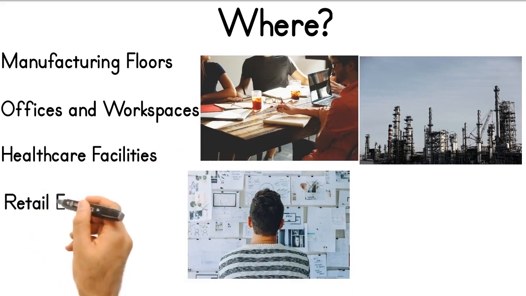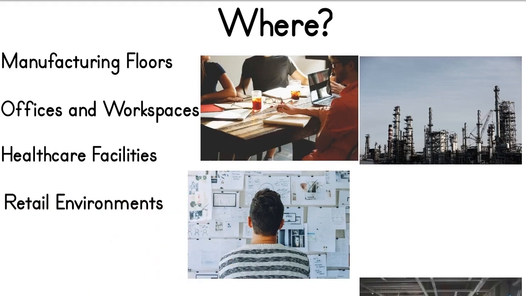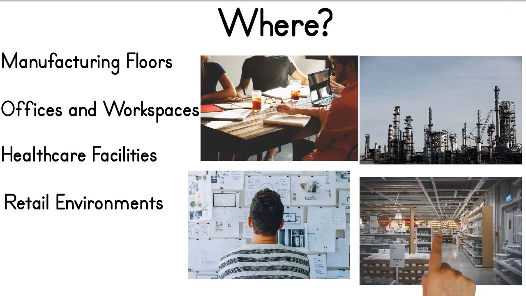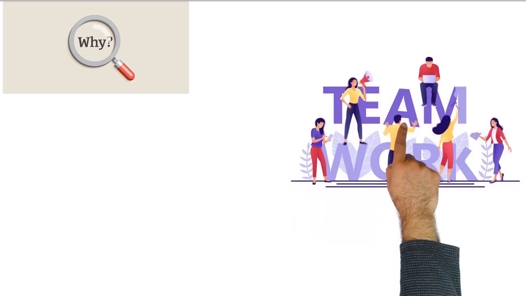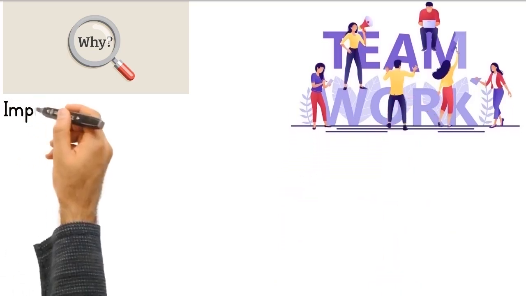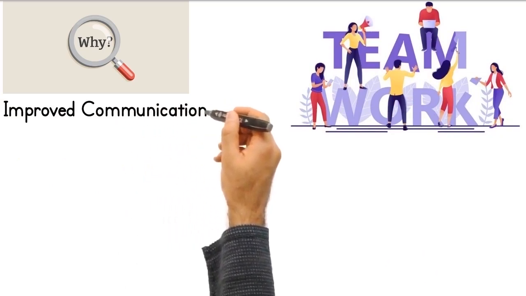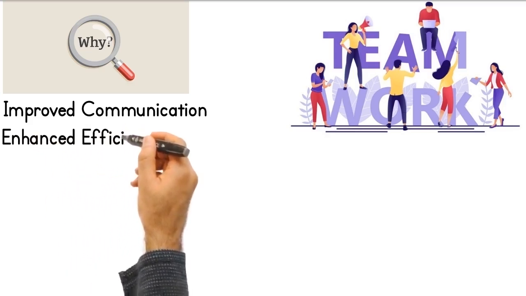Essentially, visual management is applied in any environment where information needs to be communicated quickly and effectively to improve operational performance and collaboration. Why is visual management important? Improved communication. Visuals break down complex information into digestible, at-a-glance formats, making communication more effective. Enhanced efficiency. It allows employees to immediately understand the status of a process or task, enabling faster decision-making and minimizing delays.